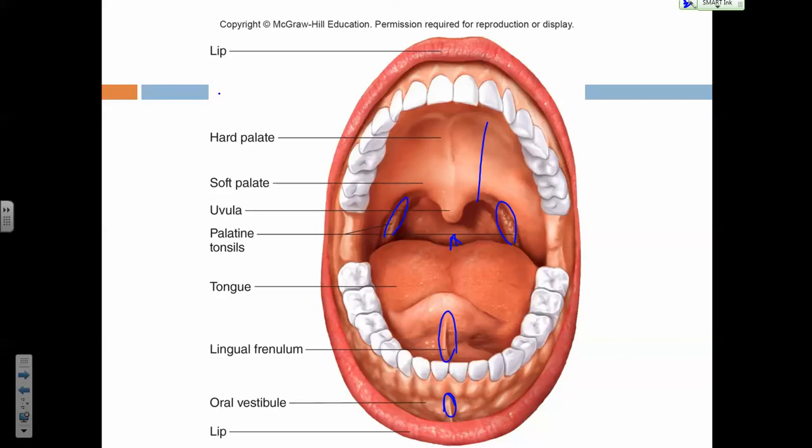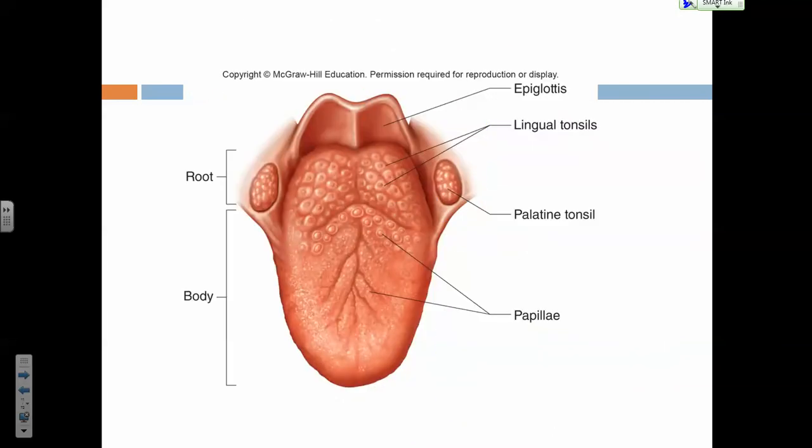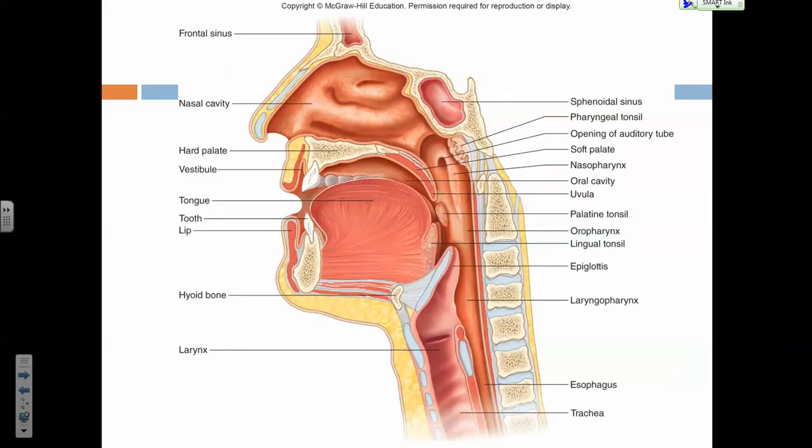Soft palate is posterior to that. It's more muscular. And at the tip of the soft palate, that little thing that hangs down at the back of your mouth, that's the uvula. Okay. On there, if you see the tongue to its completion, all the way at the back, you can see the lingual tonsils. And then if you look at this sectioned view, here you really can see the difference in the hard and the soft palate.